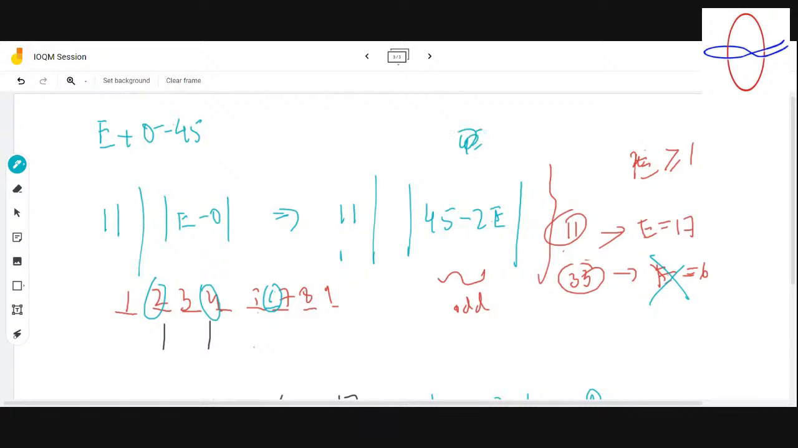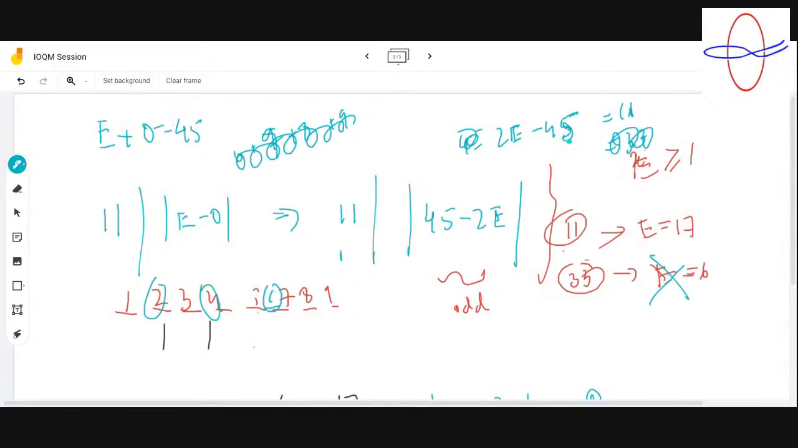45 minus twice E minus 45 can also be divisible by 11. Up to how much? So the maximum value of E can be 6 plus 7 plus 8 plus 9, that is 30. And here it must be divisible by 11, so it must be 11 or 33. This cannot be equal to 33, it can be equal to 11 maybe.